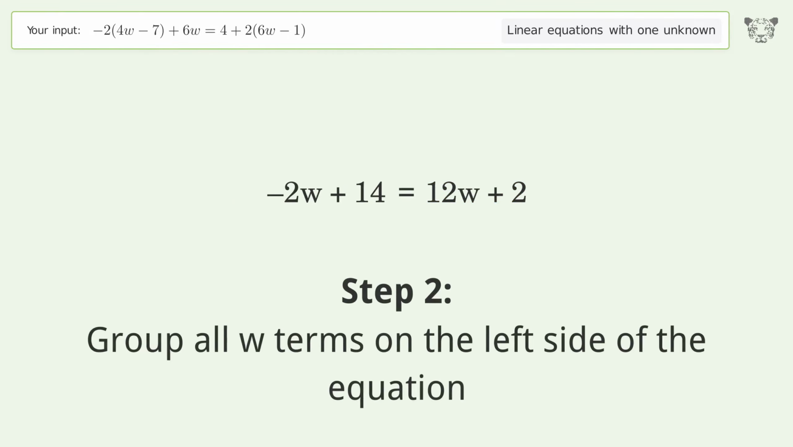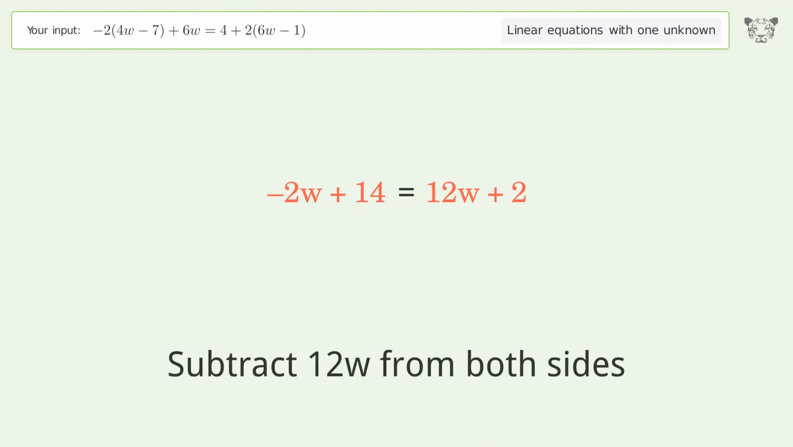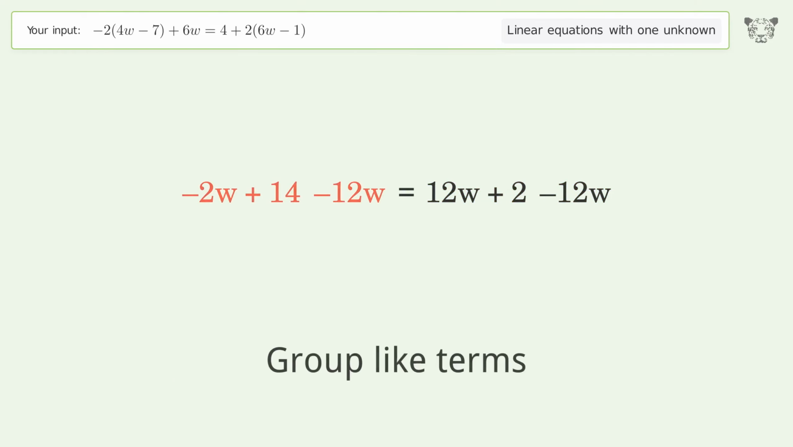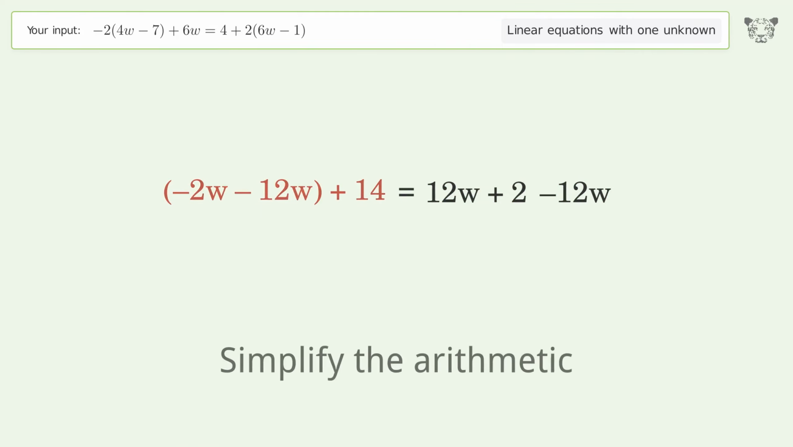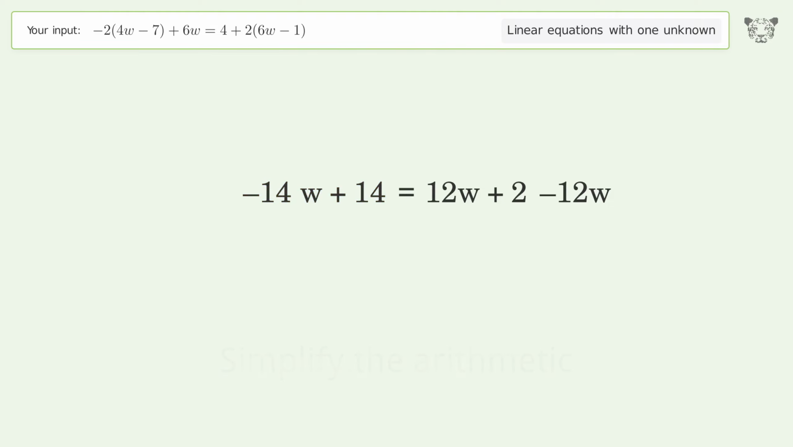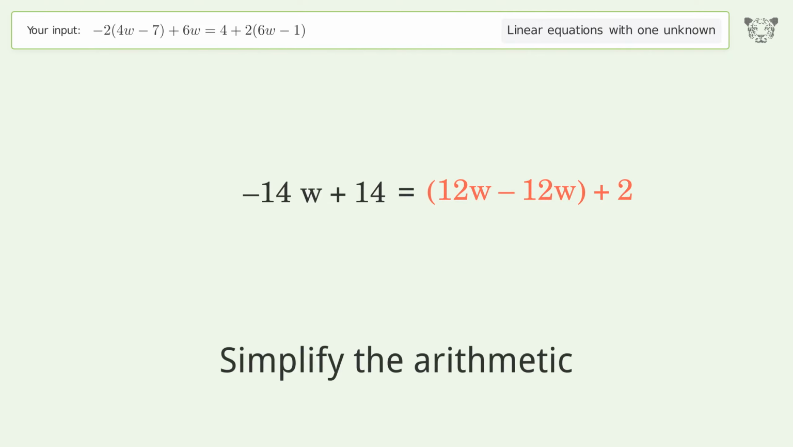Group all w terms on the left side of the equation. Subtract 12w from both sides. Group like terms. Simplify the arithmetic. Group like terms. Simplify the arithmetic.